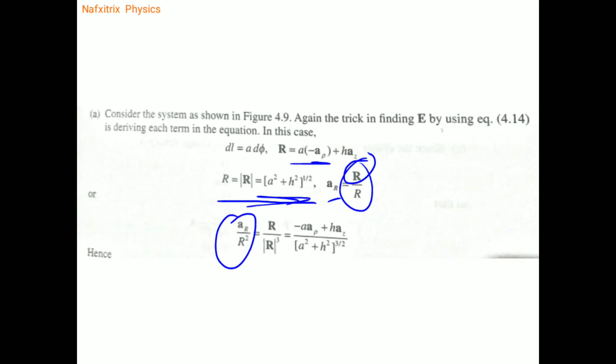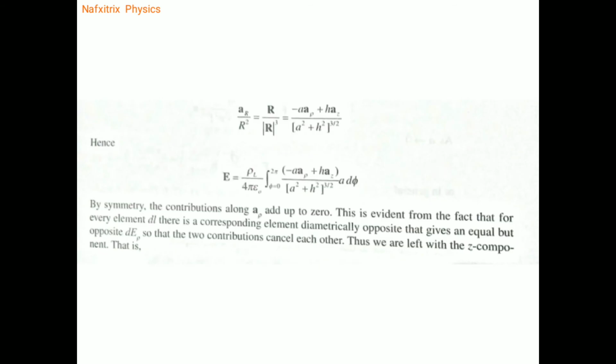So vector R is nothing but minus a a_rho plus h a_z, and this whole cube. The magnitude R is the square root of a square plus h square, so R cube is a square plus h square whole to the power of 3 by 2. So aR by R square, which is vector R by R cube, we have derived now. In the place of vector R and R cube we have placed these. Next we just need to place this in the formula.